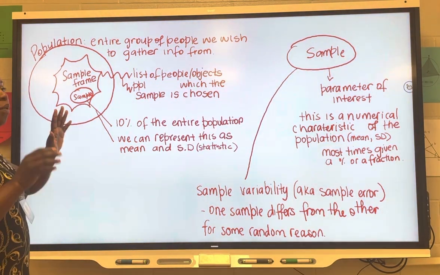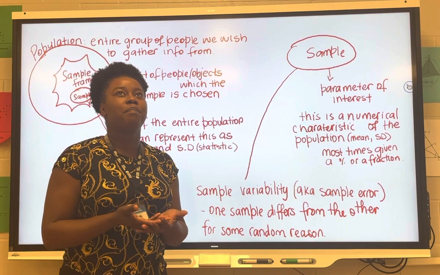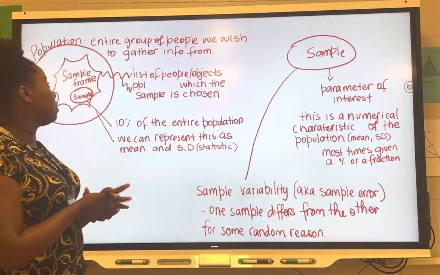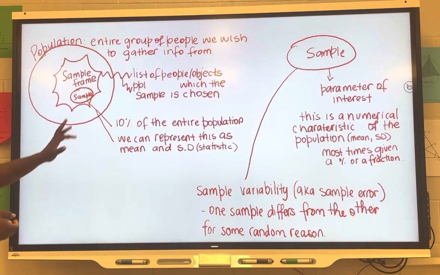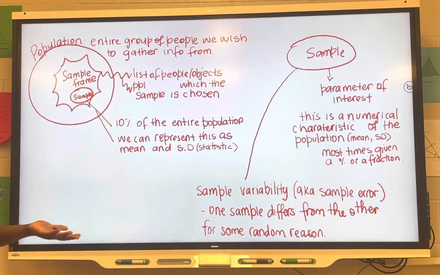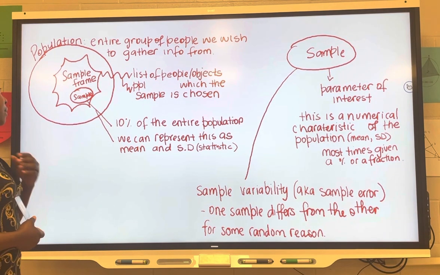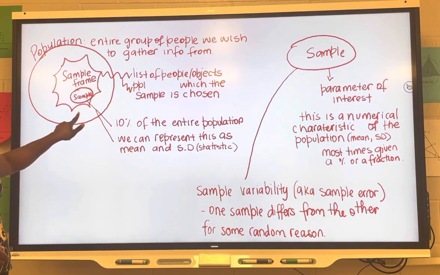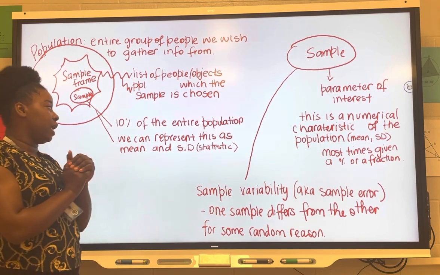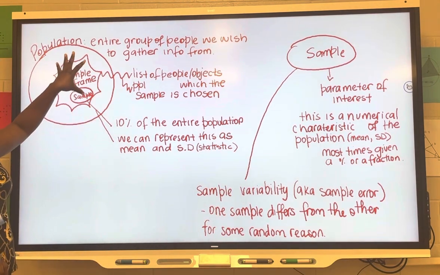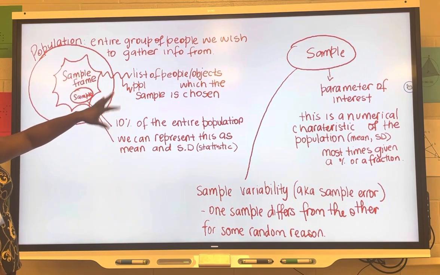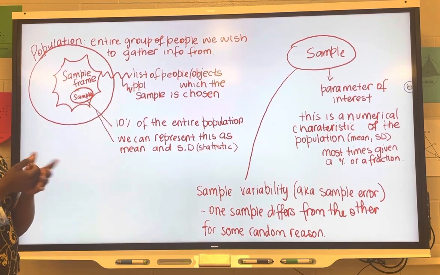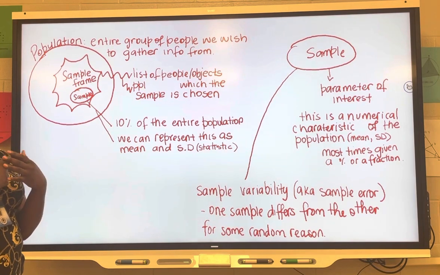So as you know, the entire being of sampling comes from your population, and this is the entire group of people we wish to gather information from. Your population can be broken down in a few other steps. There are things you can take from your population if you want to be more precise. For example, you can take a frame out of this population, and that's known as your sample frame. Your sample frame is basically the list of people or objects within your population. And these are the people you are interested in.